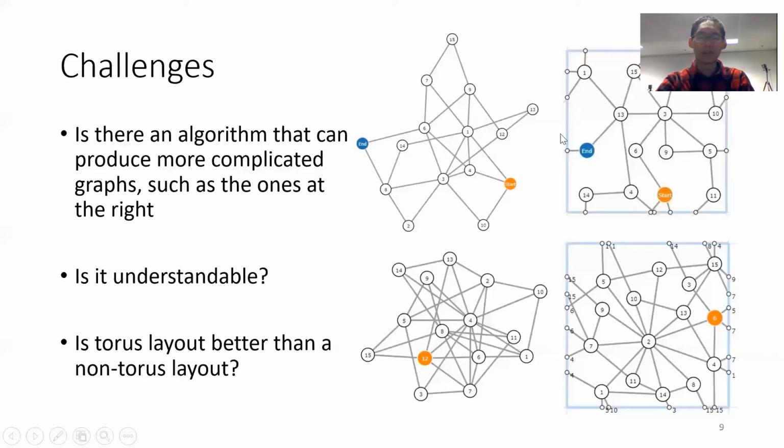Torus wrapping has the potential to reduce line crossings. However, it also comes with its own set of costs, as it adds additional costs of identifying friendship from discontinued links. Does the actual feasibility of a torus graph prove understanding? Does the cost outweigh its advantages? This brings us to the central questions of our research. First, is there an algorithm that can produce more complicated graphs, such as the ones at the right? Is it understandable? Is torus layout better than a non-torus layout?